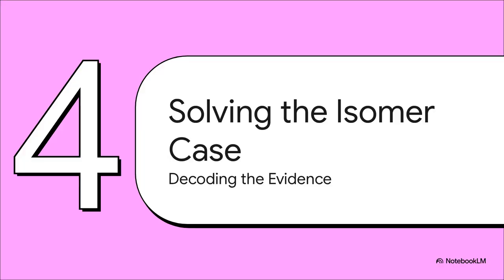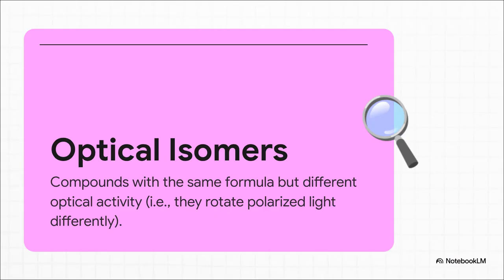All right, let's pull all our evidence together. We've got molecules that are mirror images of each other, we've got our special tool, polarized light, and we found the culprit, the chiral carbon. I think we have everything we need to finally crack this case and give a proper definition for optical isomers. So here it is. Optical isomers are compounds that have the exact same formula, but they rotate polarized light differently.